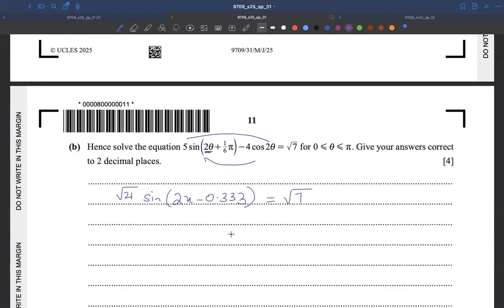For the first step, we'll bring root 21 to the other side. We'll get sine of (2x minus 0.333) equals root 7 upon root 21.